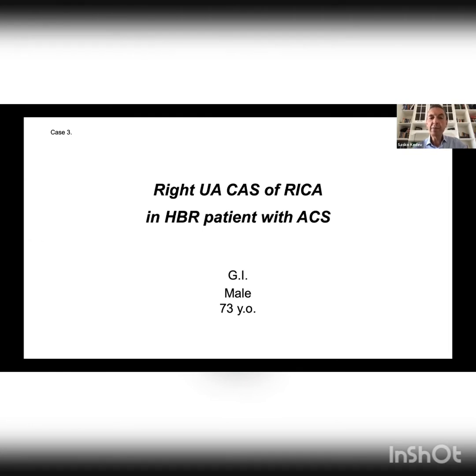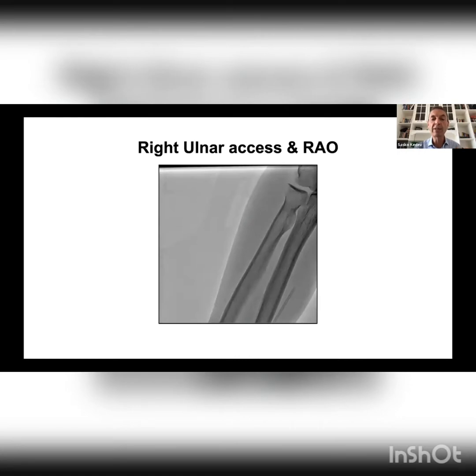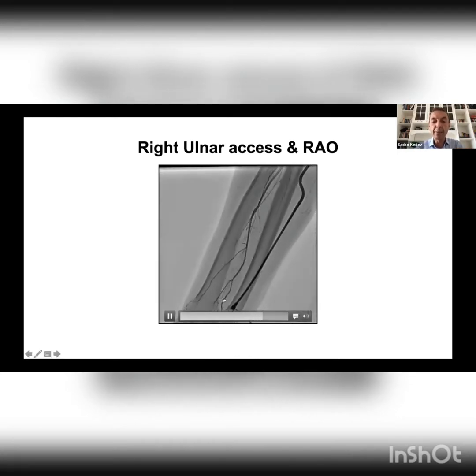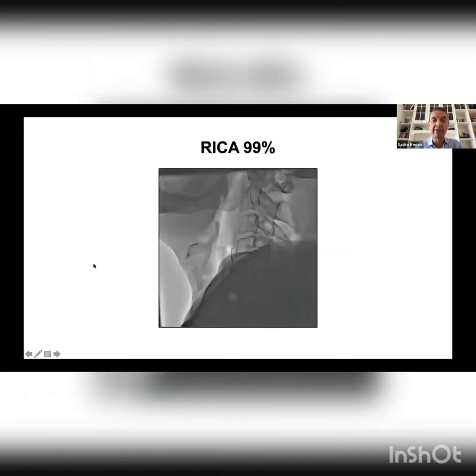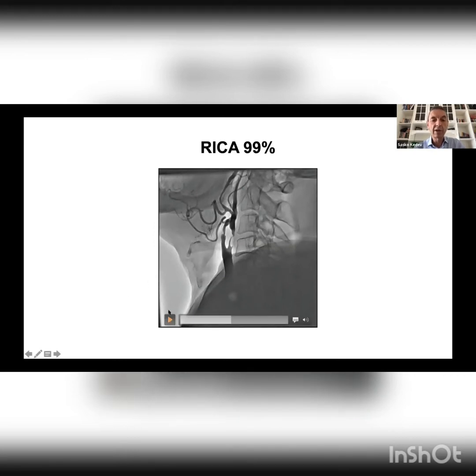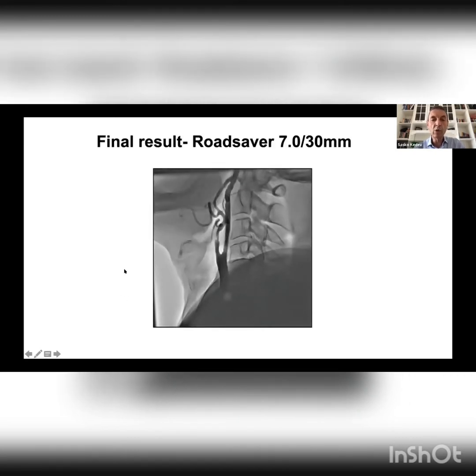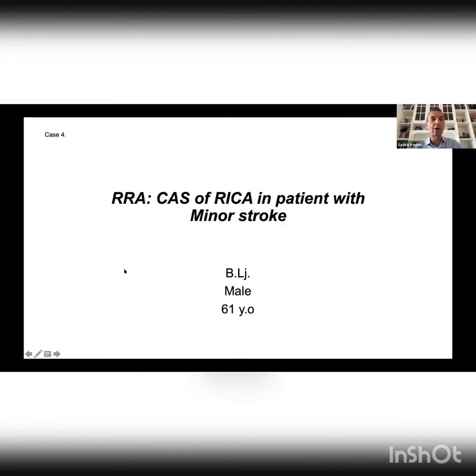The next case is a very particular patient, a high bleeding risk patient on oral anticoagulation, presenting with concomitant acute carotid disease and acute coronary syndrome. In this case, we used ulnar access because the radial was occluded. There was no radial, but there were very good collaterals from the interosseous arteries, so it was safe to proceed with ulnar access with a 5 French Shuttle sheath. Here is this very complex ulcerated lesion of the right internal carotid artery. Again, we used a double layer mesh stent with a good outcome.